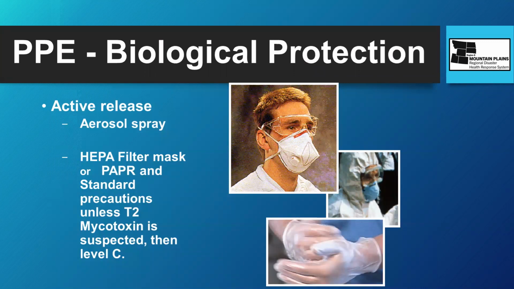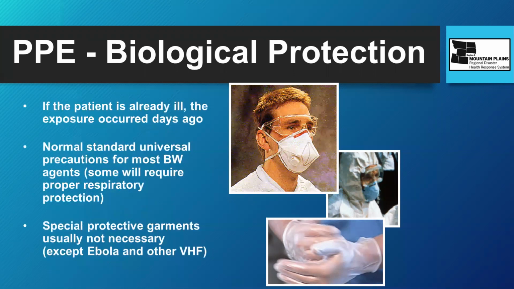Now, biologic protection, if there's an active release going on, an aerosol spray, then obviously a HEPA filter or a PAPR with standard precautions should be used. If the agent is T2 mycotoxin, then the level C protection. And we'll talk more about T2 mycotoxin in an upcoming presentation, but higher level of protection is required for that.